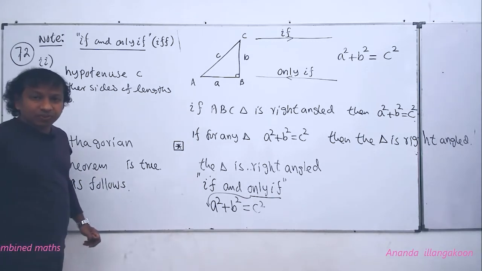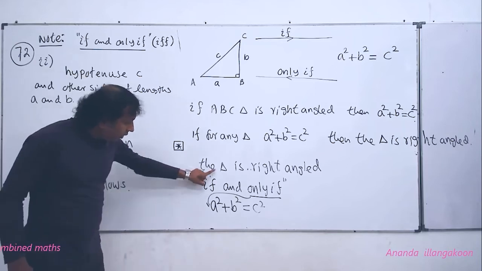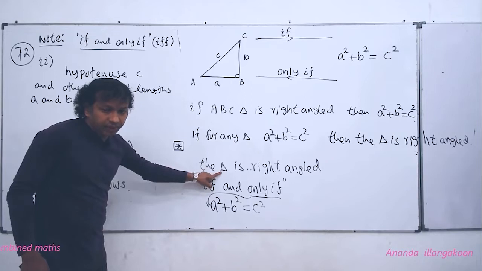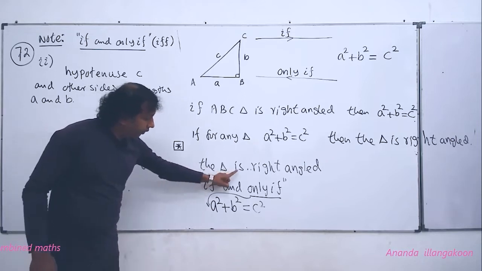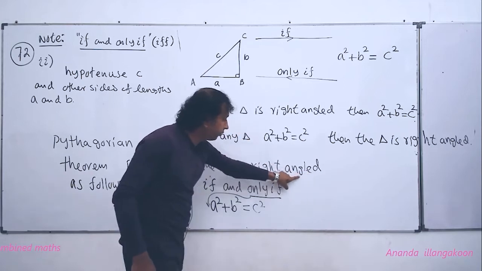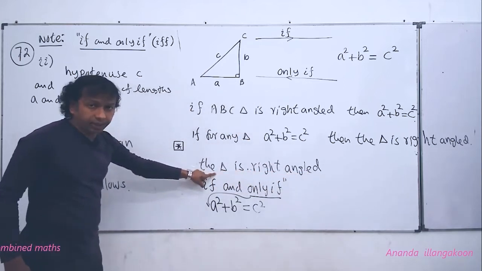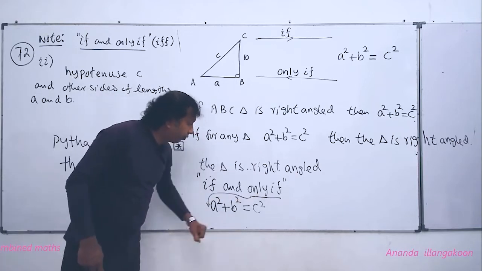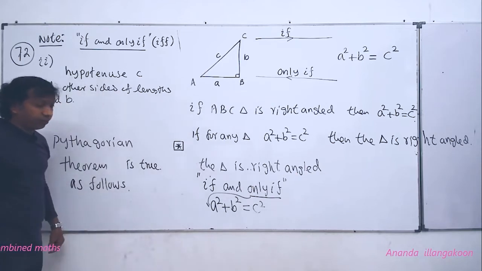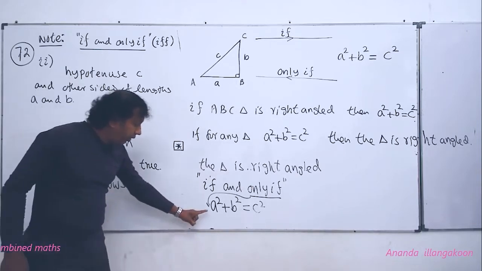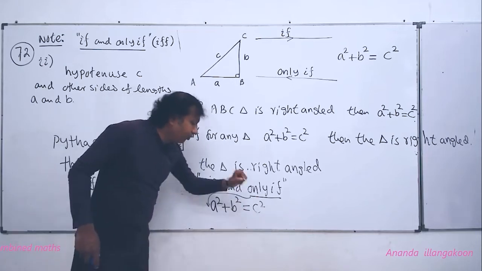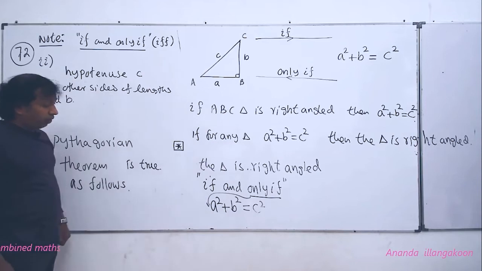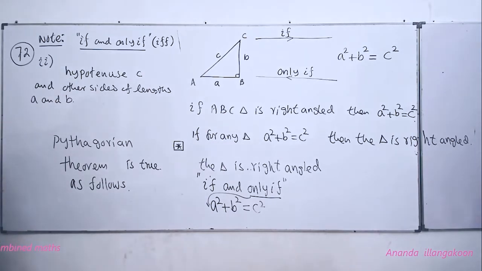That statement is this, people. Write down: the triangle is right angled if and only if A squared plus B squared equals C squared.